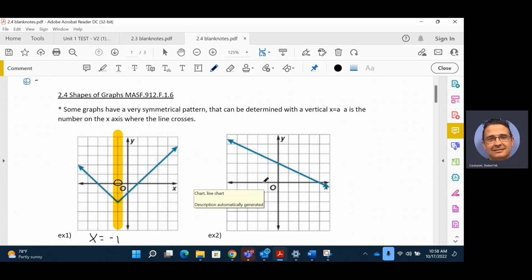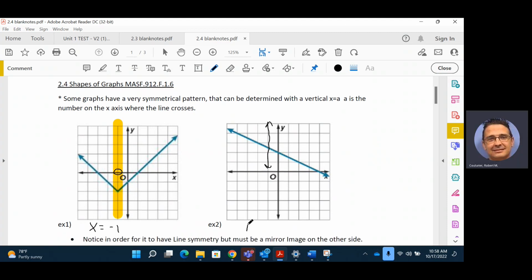Now look at this one. Example 2 is interesting. I could draw a vertical line anywhere, but look what's left. Does this side perfectly mirror image this side? So no, there is no symmetry going on in this one. It literally has to look like an example 1. It has to be the duplicate of the other side. It cannot be different.